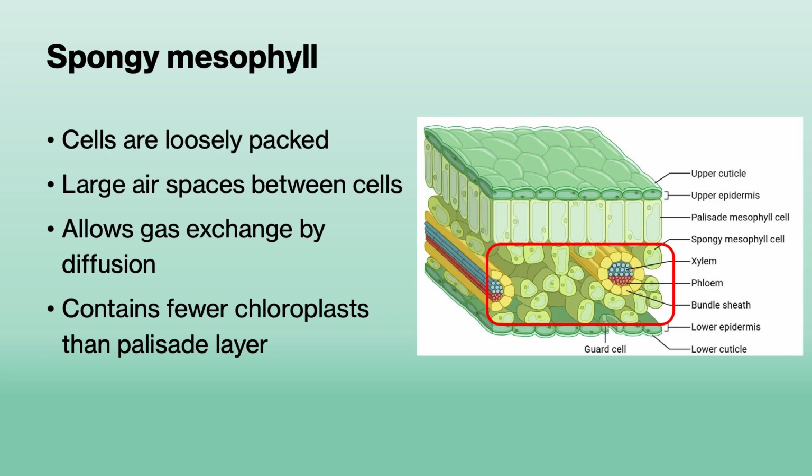The cells here are loosely packed and have large air spaces between them. These air spaces allow gases like carbon dioxide and oxygen to diffuse easily through the leaf. The spongy mesophyll cells also contain some chloroplasts, but the number is fewer than in the palisade mesophyll cells.